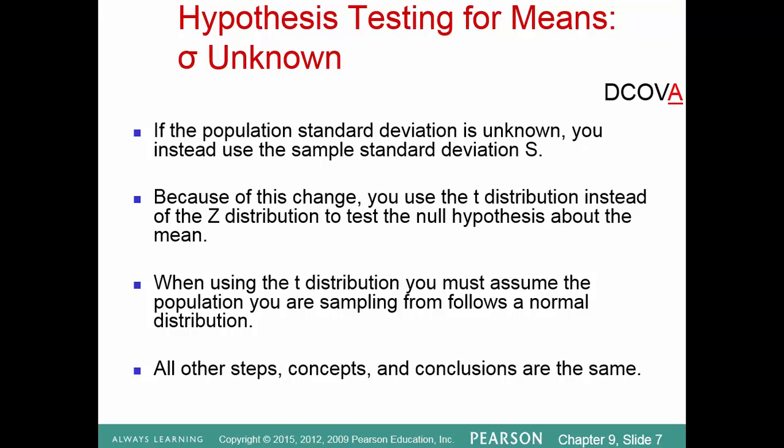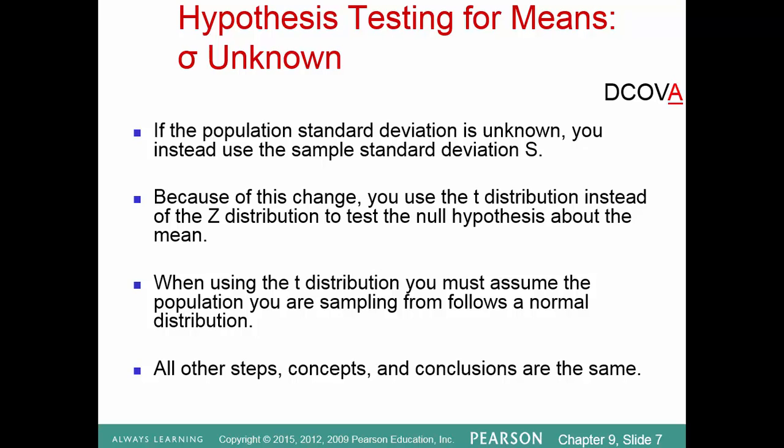Okay, so let's talk about hypothesis testing for a population mean when we do not know the population standard deviation. This is by far the most common situation. Most of the time when you're testing a population mean, you don't know the population standard deviation. So when the population standard deviation is unknown, you use the sample standard deviation in its place. Because of this change, you have to use the t-distribution for your test instead of the z-distribution.